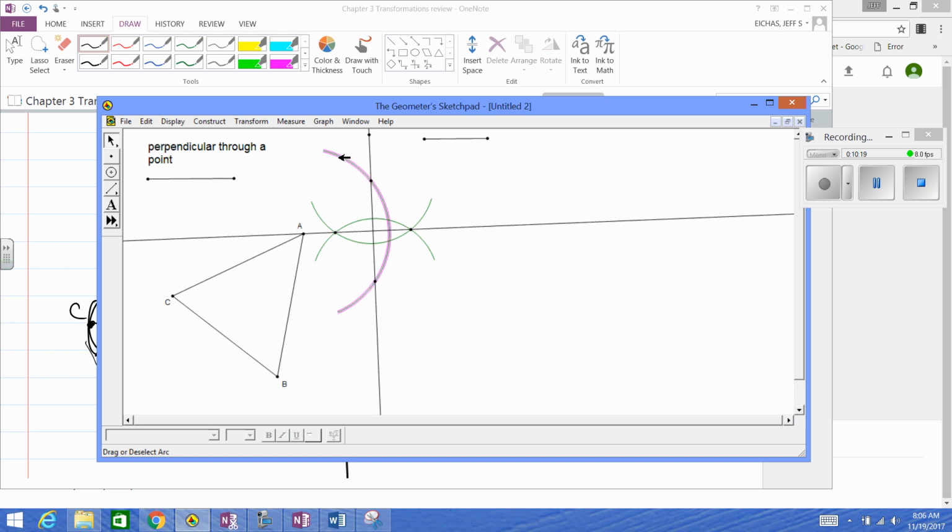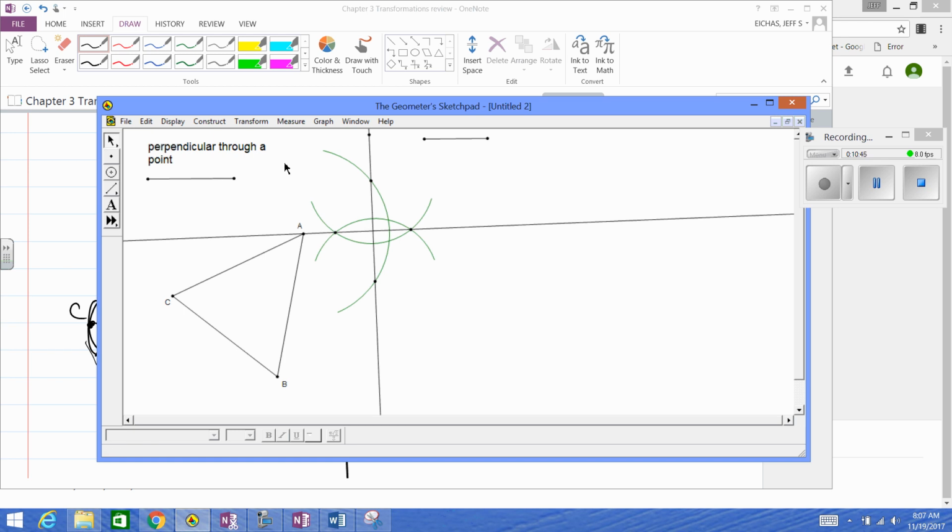This is evidence of getting points on the line that are the same distance from A, that term equidistant. Then this arc and this arc is evidence that you constructed circles that were equidistant from these 2 points, which has given us the perpendicular bisector. Okay? So that's the first piece, is to get perpendicular.